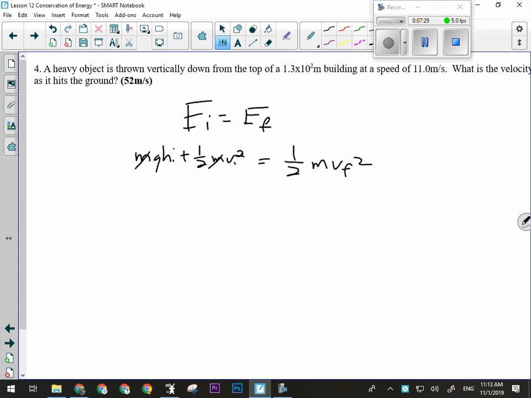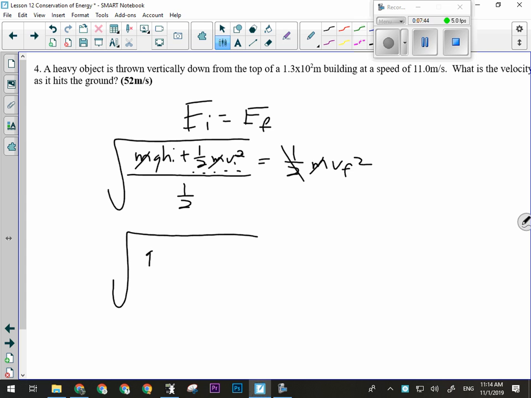We can cancel the masses off, and we're looking for VF. So we would divide both sides by 1/2, and then square root. The thing we have to recognize is that there is initial kinetic energy because the object was thrown. So we have 9.81 times 130, the height of the building, plus the kinetic energy from it being thrown, 1/2 times 11 squared, then divided by 1/2, and that'll give us our 52 meters per second when it hits the ground. We can't forget there was kinetic energy at the beginning of that question.